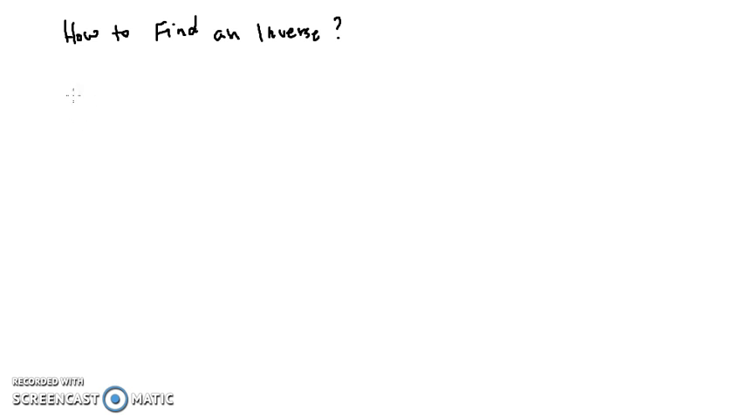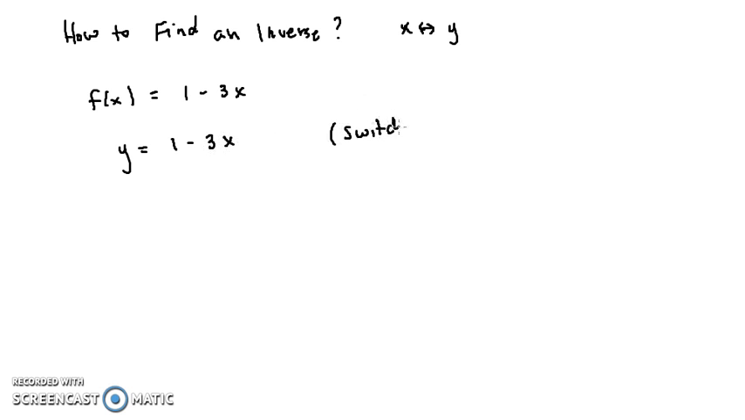Let's say that we want to find the inverse for f of x is equal to 1 minus 3x. Okay, so how do we find an inverse? Well, we use the same idea as those tables and the graphs that we just talked about, that the x and y values have to switch. So the first step is that we've got to get out of function notation so that we're looking at x's and y's. So let's switch this out of function notation.